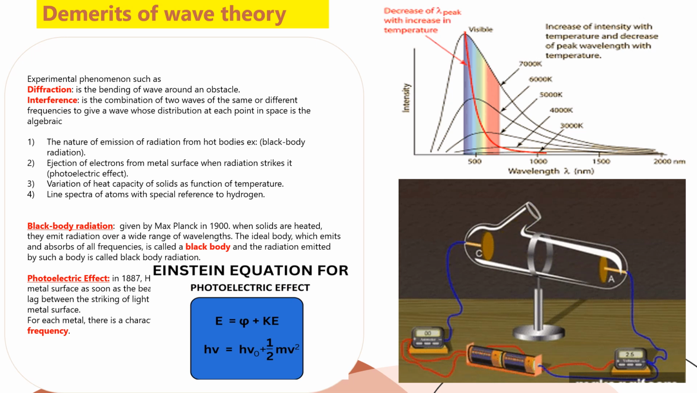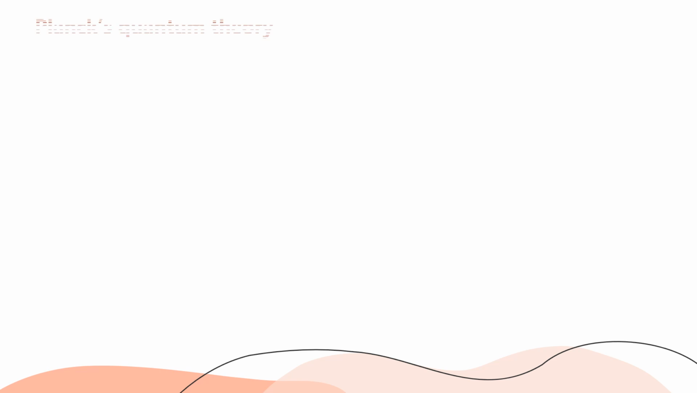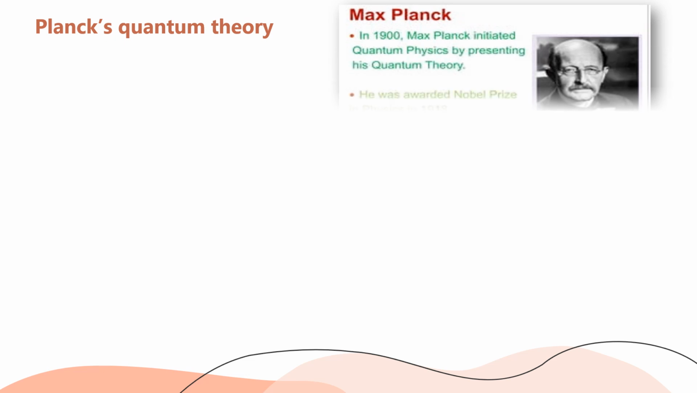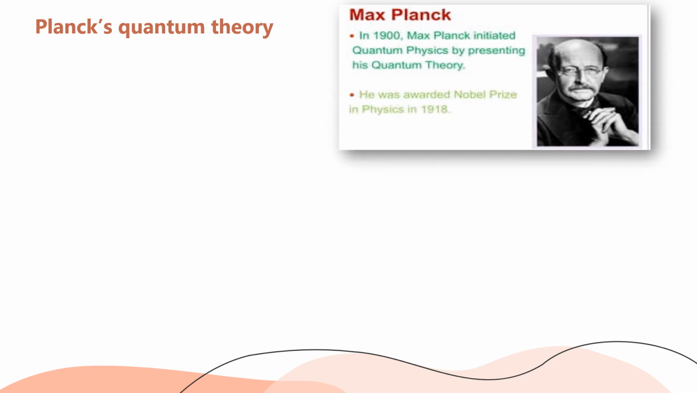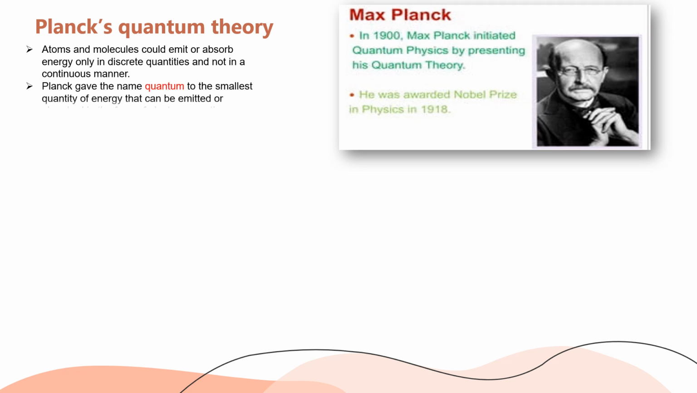photoelectric effect. On the basis of the wave theory of light, the German physicist Max Planck in 1900 proposed a quantum theory. According to this theory, atoms and molecules could emit and absorb energy only in discrete quantities and not in a continuous manner. Planck gave the name quantum to the smallest quantity of energy that can be emitted or absorbed in the form of electromagnetic radiation.